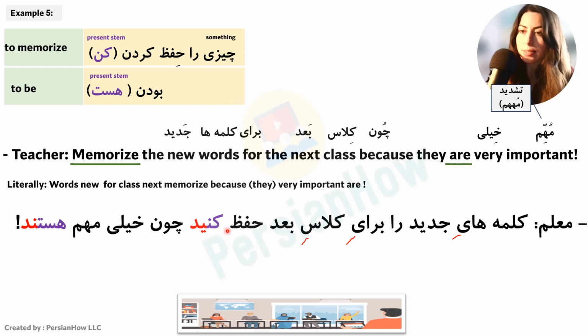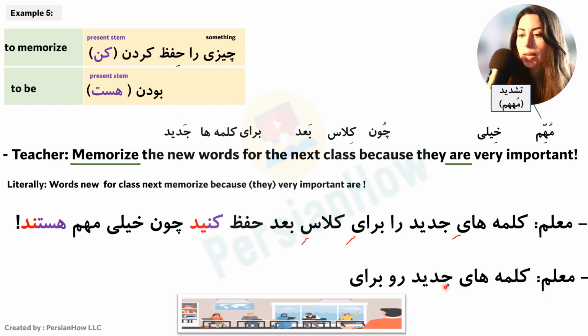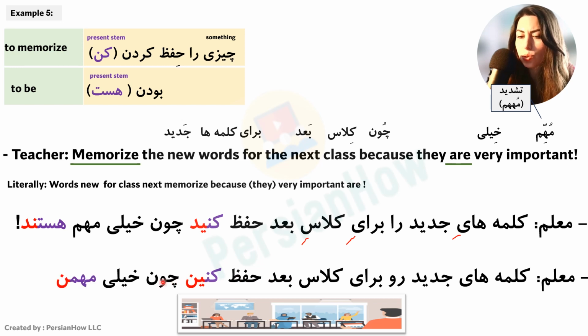Alright, this sentence is too formal, too structured. Let's make it a little bit more spoken or colloquial. معلم کلمه های جدید رو برای کلاس بعد حفظ کنین چون خیلی مهمن.